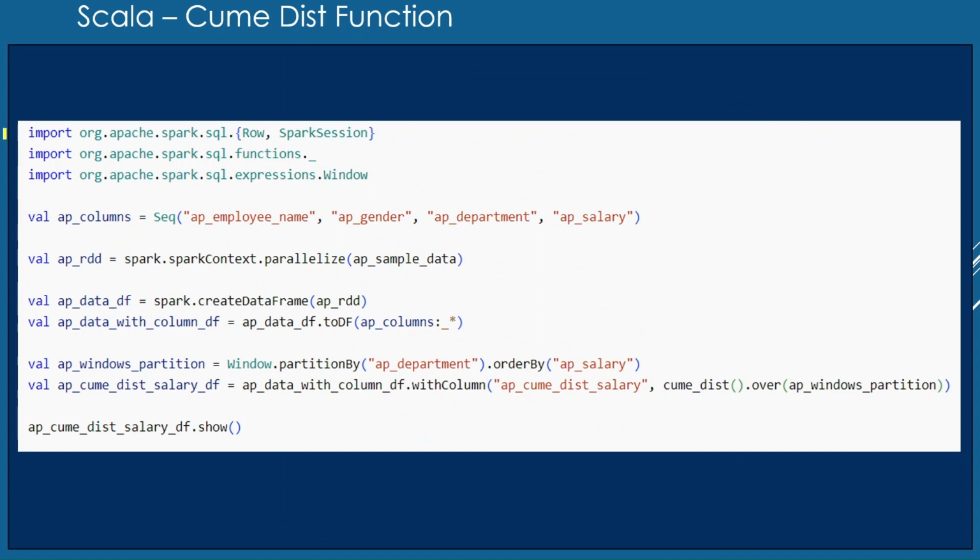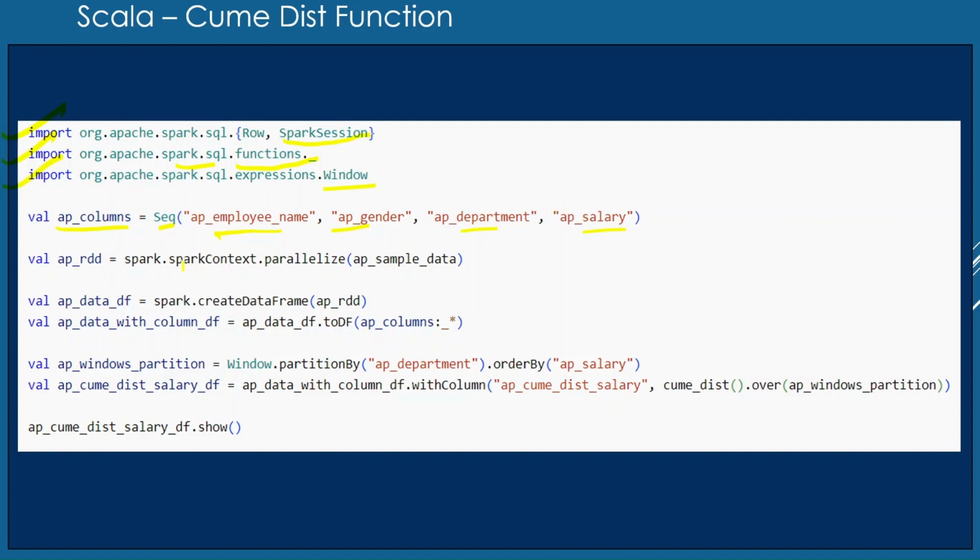You can see here I am just importing 3 libraries. In this row I am importing Spark session. Here I am importing all the functions present in this package, and here I am importing the window function. Here I am creating a sequence variable. That sequence variable has 4 values. These 4 values will act as a schema whenever we create a data frame based on the list variable which we have defined above.